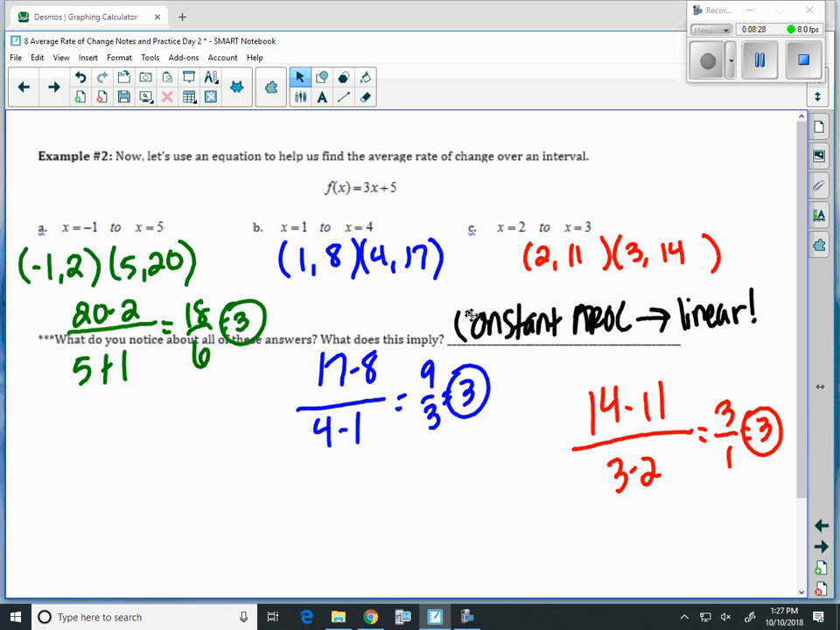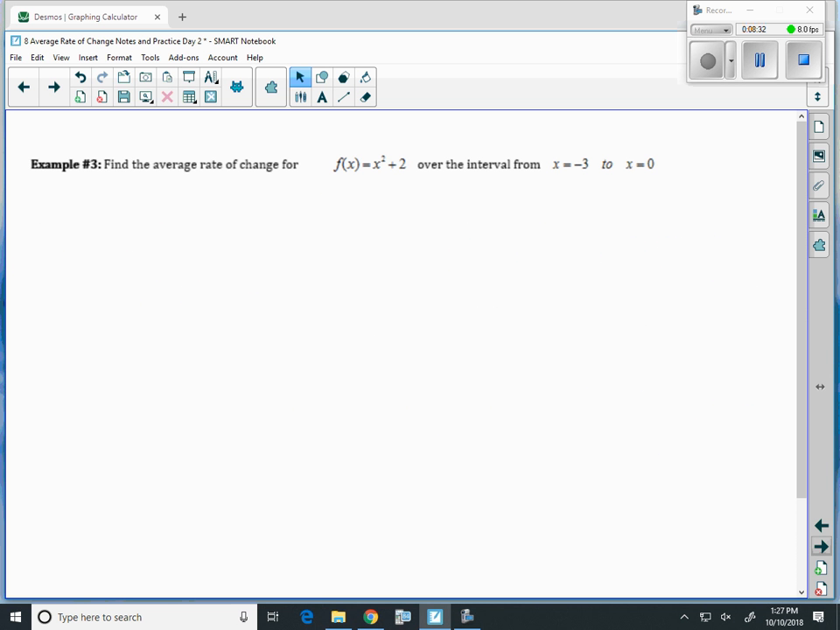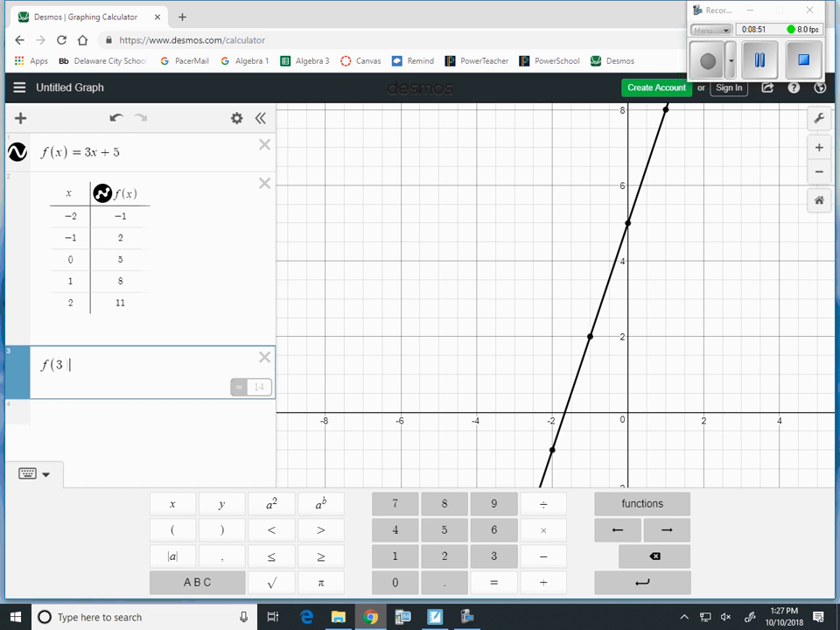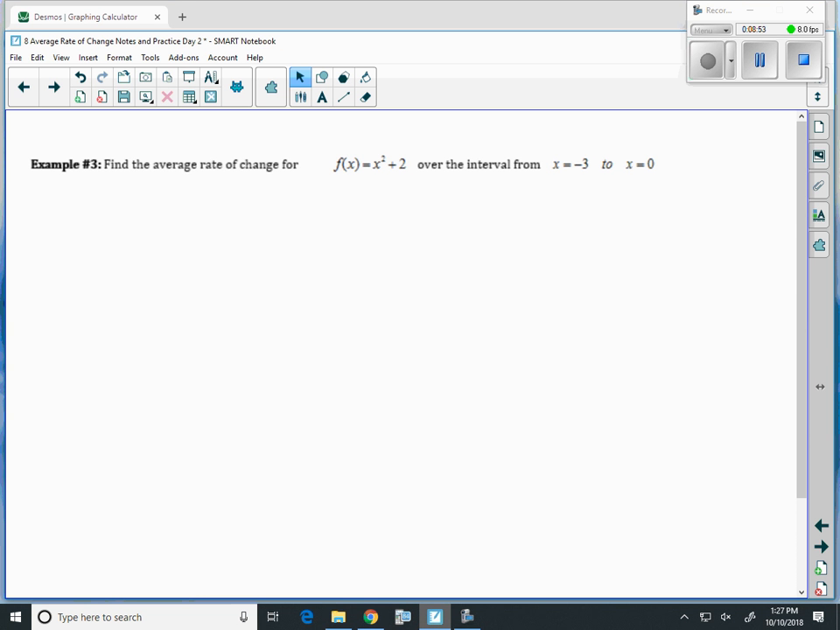Okay, that last question. How do you think you're going to do this one? Same exact way. So if I go back to Desmos, I'm going to enter x squared plus 2.